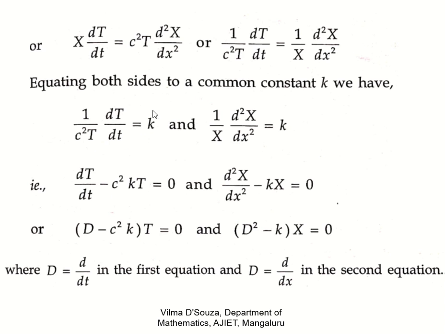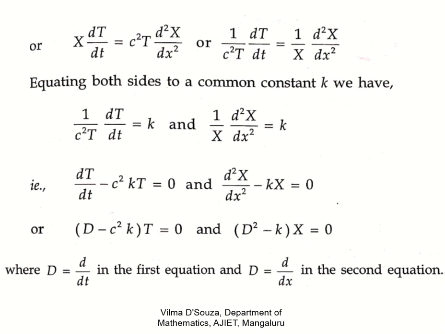The equations become dT/dt minus c²kT equals 0, and d²X/dx² minus kX equals 0. So take capital D as d/dt here: (D minus c²k)T equals 0, and (D² minus k)X equals 0. Here capital D is d/dt, and there capital D is d/dx.